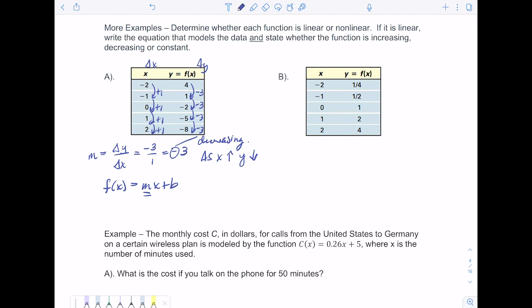So if you look at the table, are you able to find b? B is right here. It's the y-intercept, 0, -2. So I have everything I need. So I'm just going to replace everything now. I would have f of x equals mx plus b. So the function is f of x equals -3x minus 2.